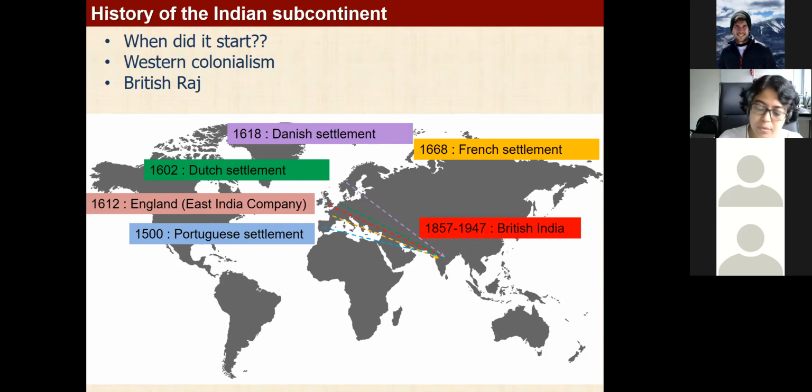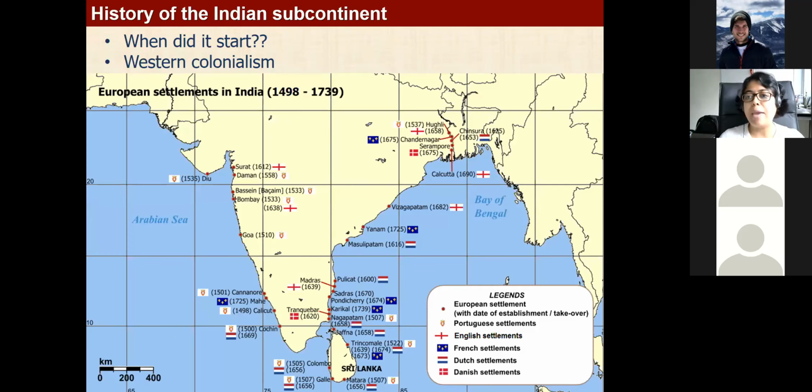So if you take a look at the map of India around 1498 to 1739, you will see all kinds of Western presence all around India, and everybody had their own culture and own financial interest because of which they colonized. So the Indian society also changed, but at the same time, the economy changed significantly, and we are going to see more of it in next few minutes.